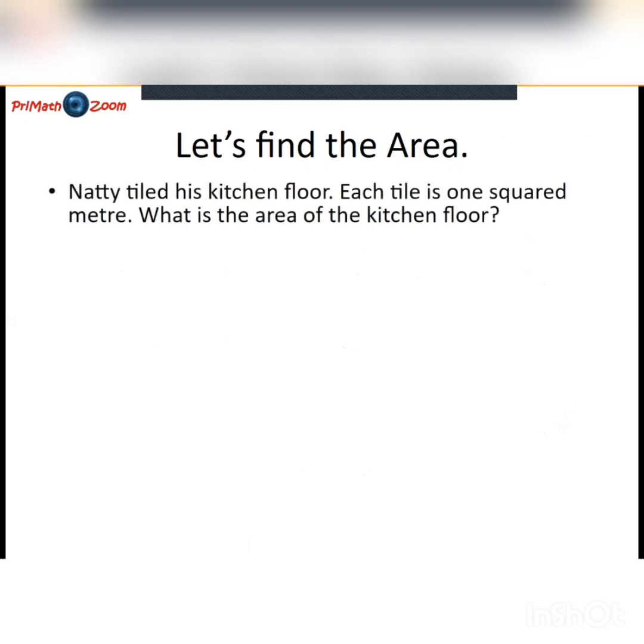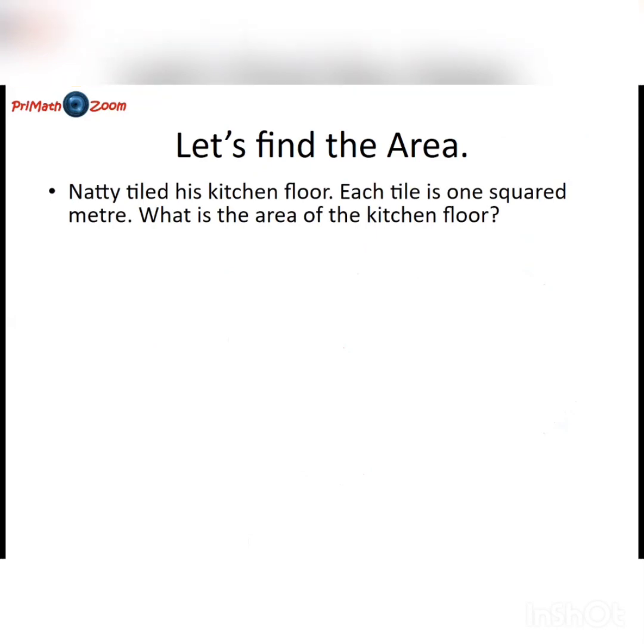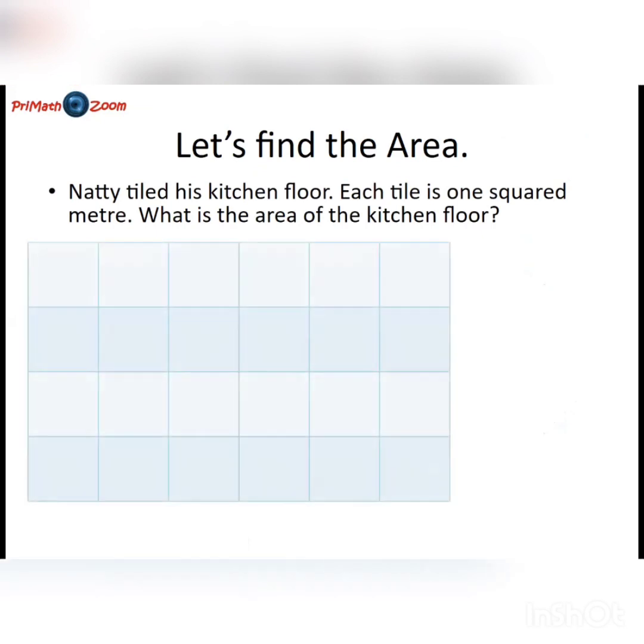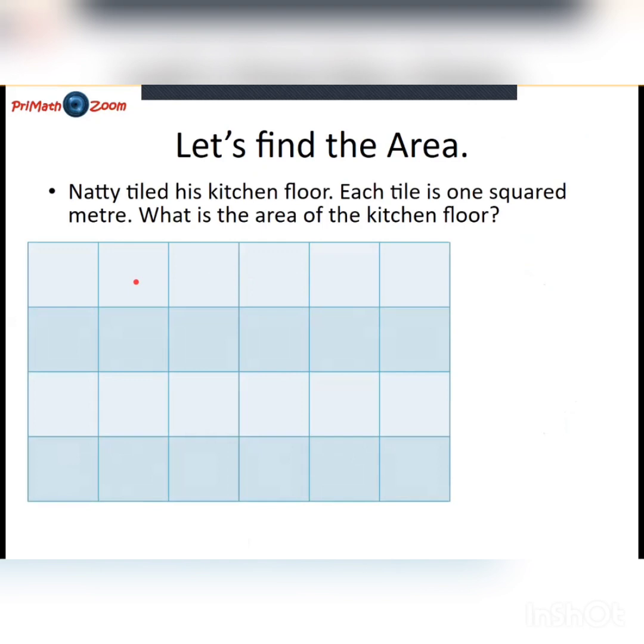Now let's find the area in an actual situation. Natty tiled his kitchen floor. Each tile is 1 squared meter. What is the area of the kitchen floor? Here is the kitchen floor. And from what we have learned, we know that we could go right ahead and count these.